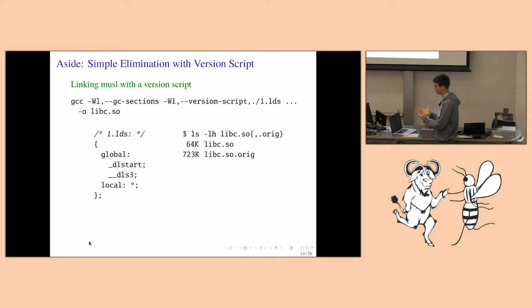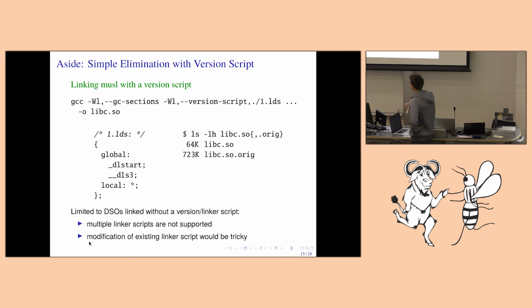Why did I use musl libc, not glibc for this example? Anyone? Because glibc already uses a linker script. Right. So if there is already a linker script, you can supply a second linker script. And of course, you can modify the linker script on the fly, but it seemed tricky, and we didn't want to go this route.